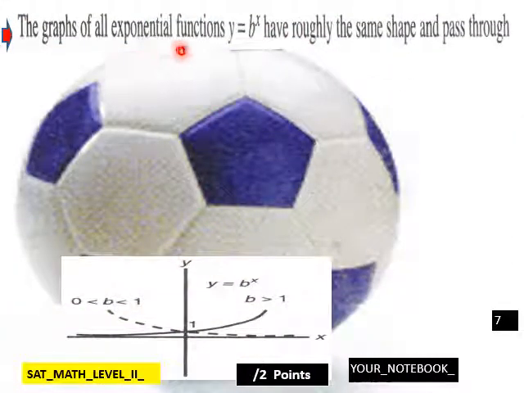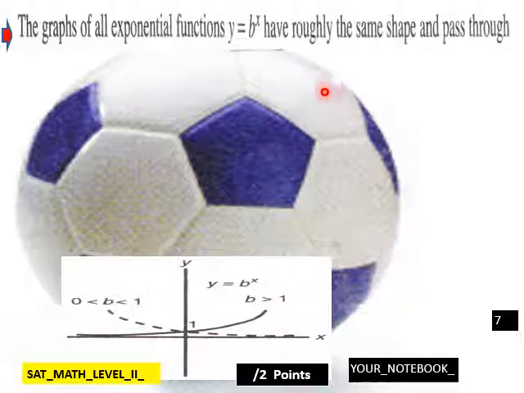The graphs of all exponential functions, y equals b to the x, here's what they look like down here. Y equals b to the x here, and this is when b is between 0 and 1. You have a decreasing function. Then when b is greater than 1, you have an increasing function.